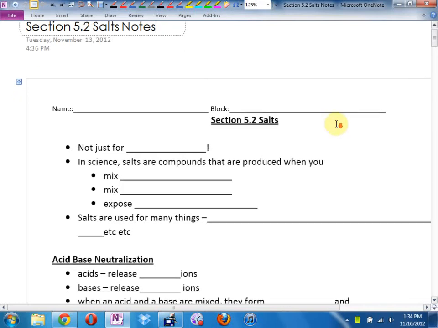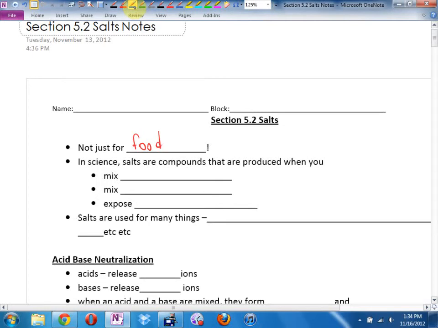Section 5.2. Salts. Salts we use in food, but you know what? We're not just talking about food. Salts have a very specific chemical definition. In science, salts are compounds that are produced in three main situations.